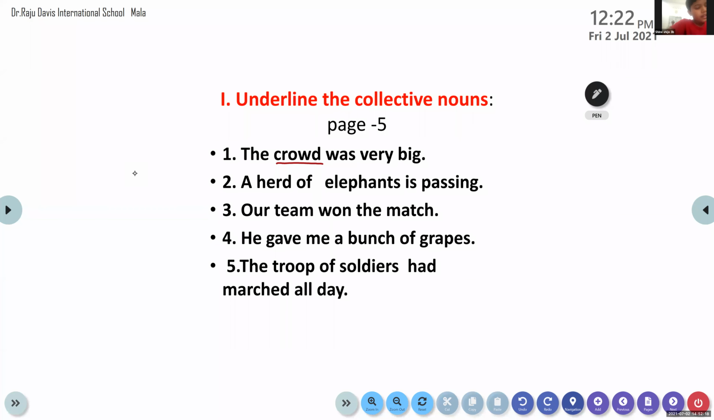A herd of elephants is passing. Yes, a herd of elephants is passing. So, which is a collective noun there? I don't want the nouns there, I wanted the collective noun. Elephants? No, elephants is a noun. Which is a collective noun there?